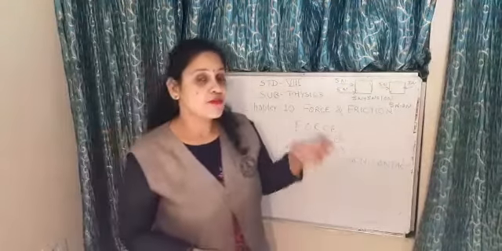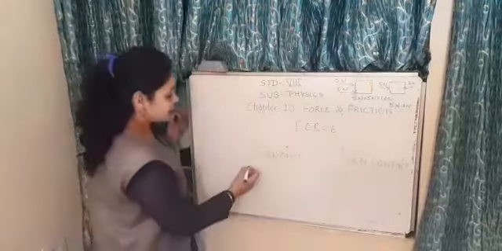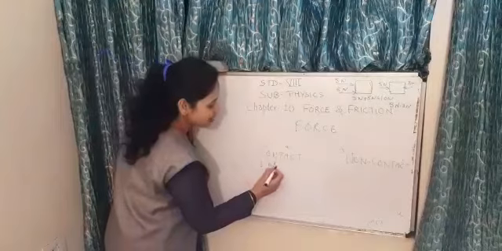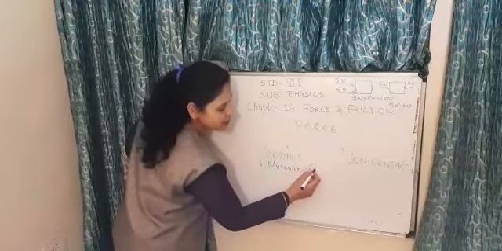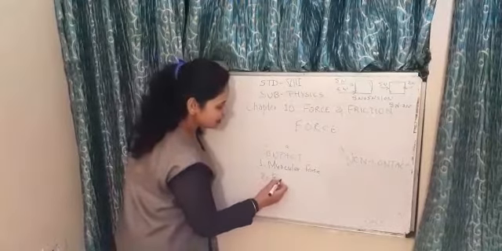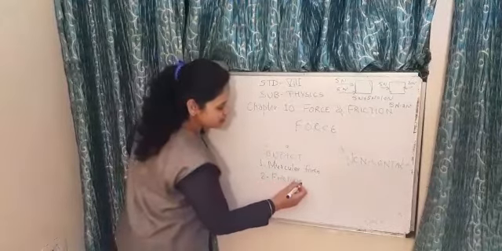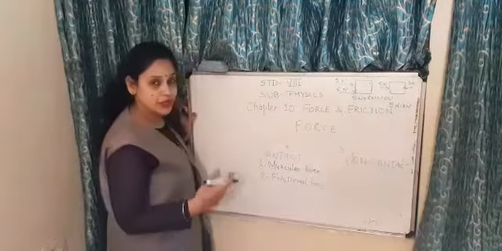Other examples of contact and non-contact forces: contact force, number one is muscular force, the force which is applied by our body parts. The other is frictional force. The frictional force is an opposing force. In later videos, I will explain more about it.